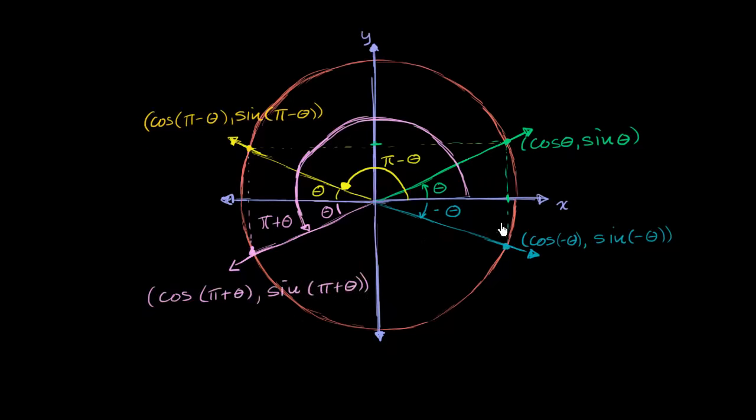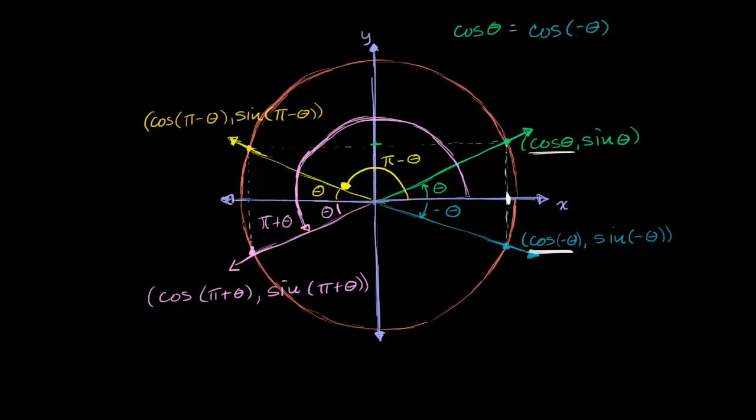Well, notice out here on the right-hand side, our x-coordinates are the exact same value. It's this value right over here. So we know that cosine of theta must be equal to the cosine of negative theta. That's pretty interesting. Let's write that down. Cosine of theta is equal to the cosine of negative theta. That's a pretty interesting result.